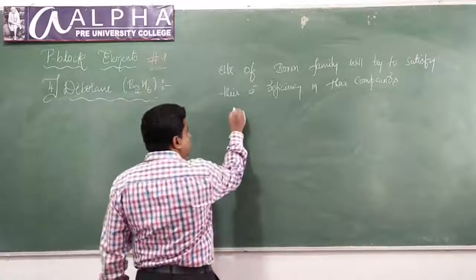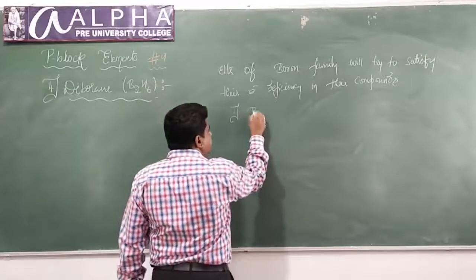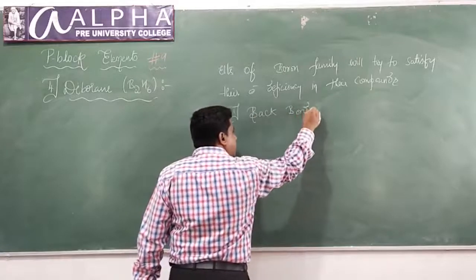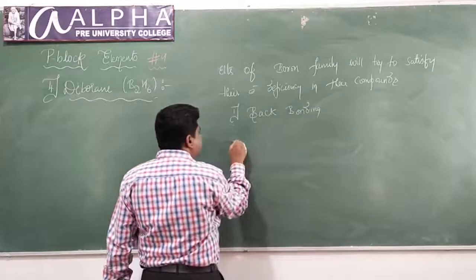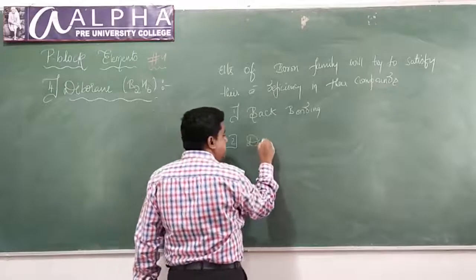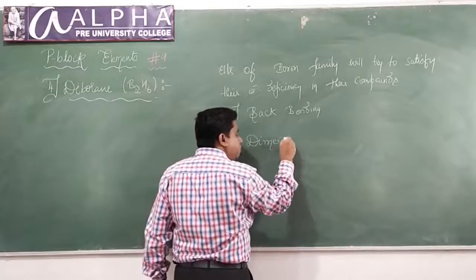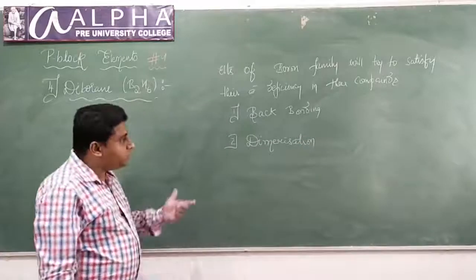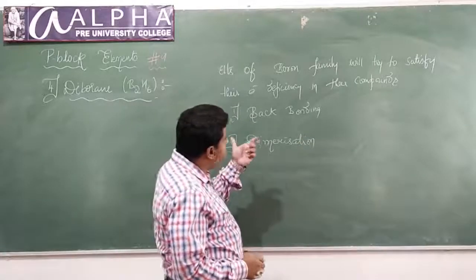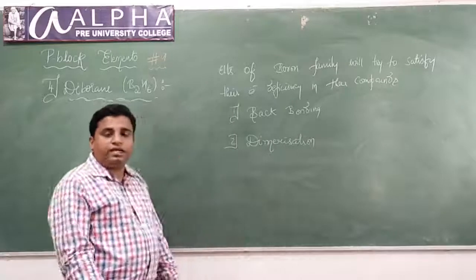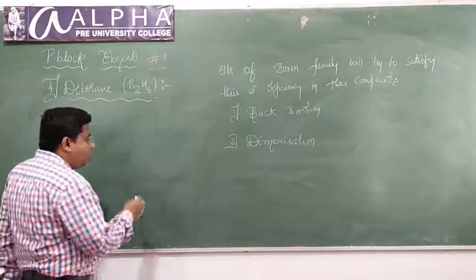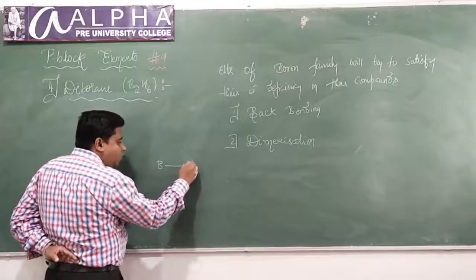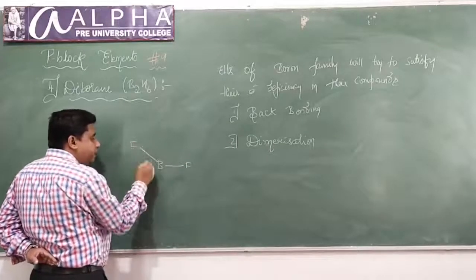What is that method? The first method is called back bonding, and the other method is called dimerization, isn't it? The other method is called what? Dimerization. Correct? Just like I have explained back bonding in the case of boron trifluoride, like this. Look here, boron trifluoride, is that correct?